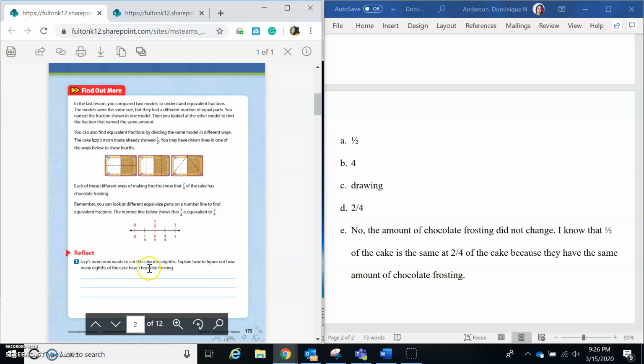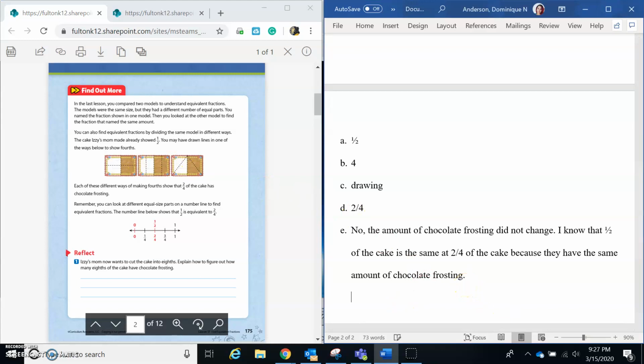Izzy's mom now wants to cut the cake into 8s. Explain how to figure out how many 8s of the cake have chocolate frosting. So my suggestion to you would be to maybe partition one of these into 8 equal parts. So let's say we did this one, and we could just draw a line straight across, because then we would have 1, 2, 3, 4, and then on the bottom be 5, 6, 7, 8. So go ahead and draw a line straight across.